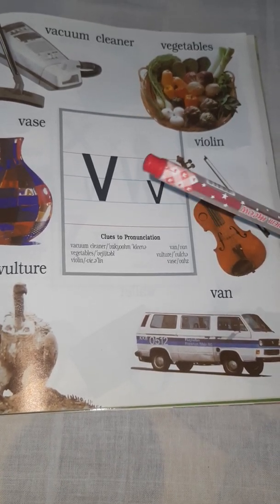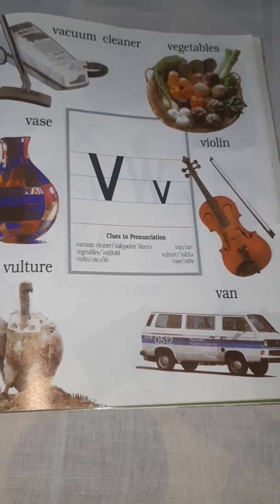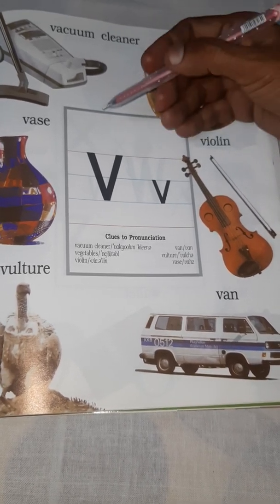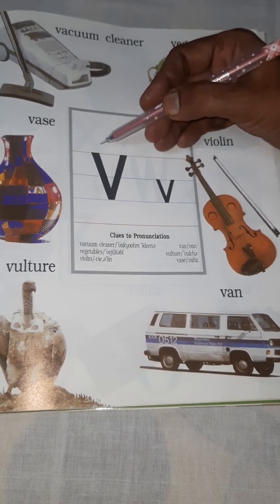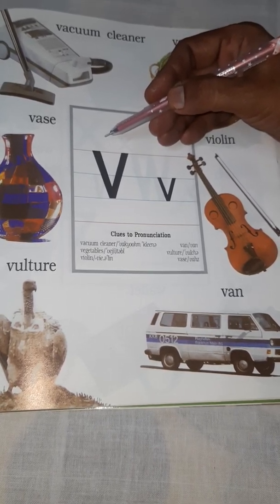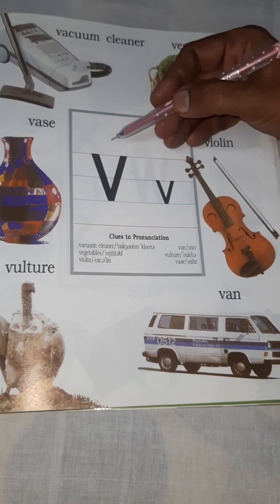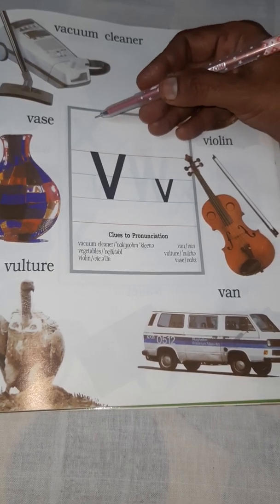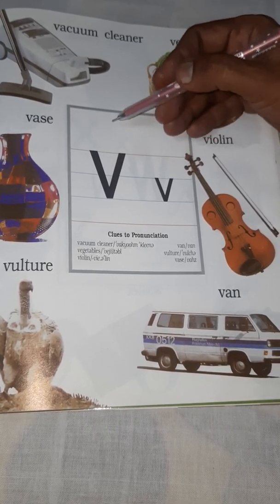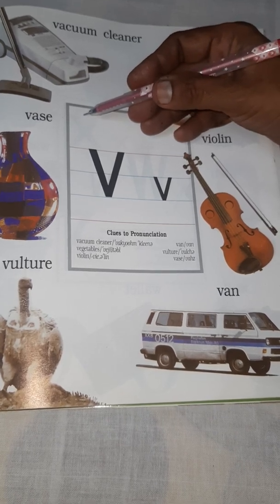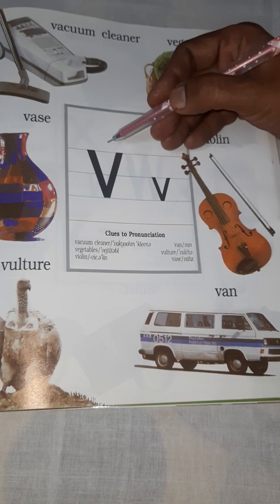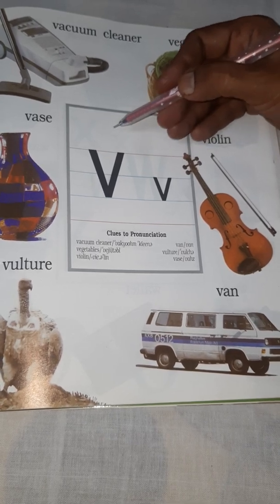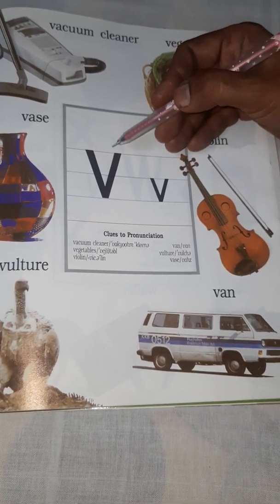Now let's learn how to write capital V and small v. Mark a downward slanting line, then attach that downward slanting line with an upward slanting line. It becomes our capital V. Mark a bigger downward slanting line, attach it with an upward slanting line. It becomes our letter capital V.